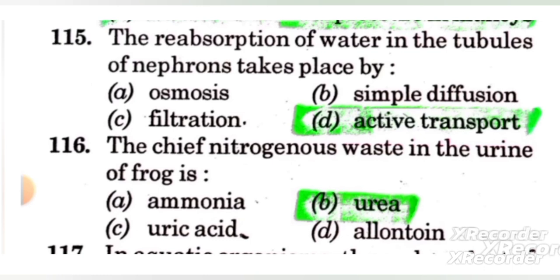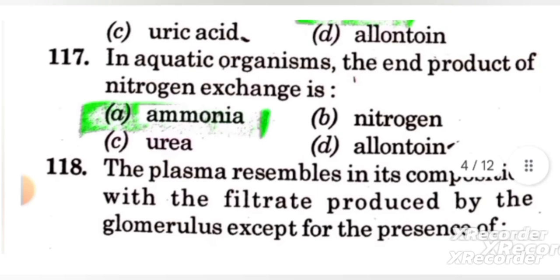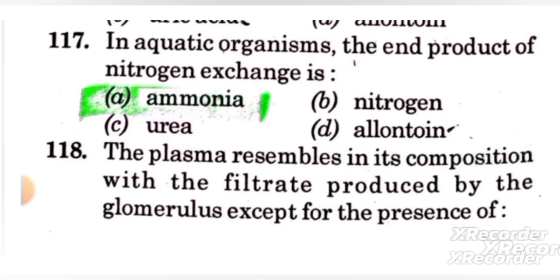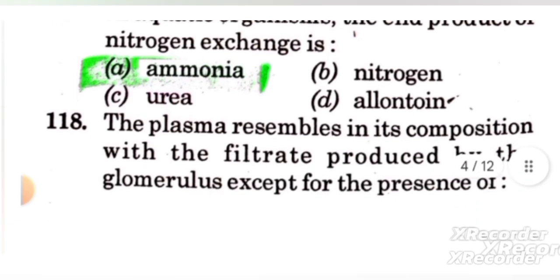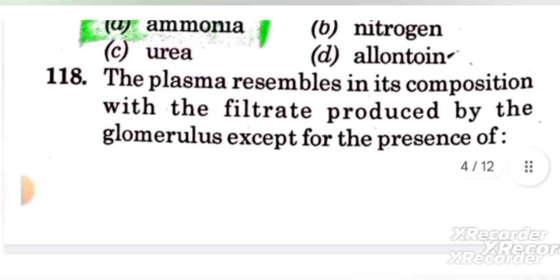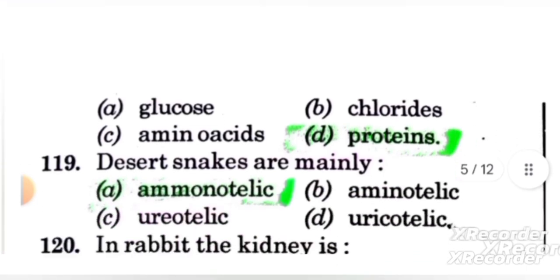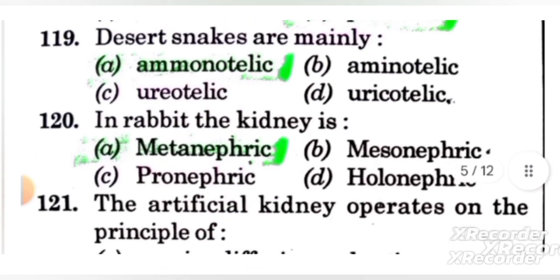Next, 116. The chief nitrogenous waste in the urine of frog is? Answer B, urea. Next, 117. In aquatic organisms, the end product of nitrogen excretion is? Answer A, ammonia. Next, 118. The plasma resembles in its composition the filtrate produced by the glomerulus except for the presence of? Answer D, proteins.